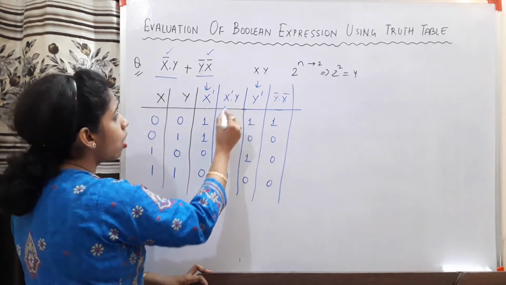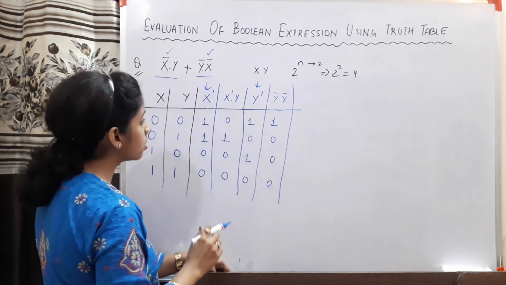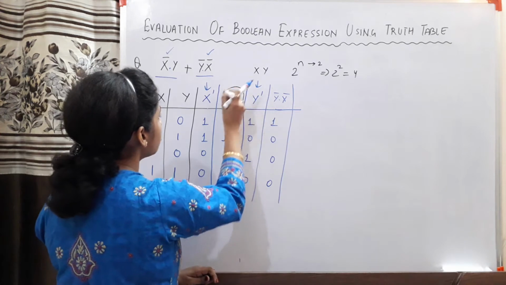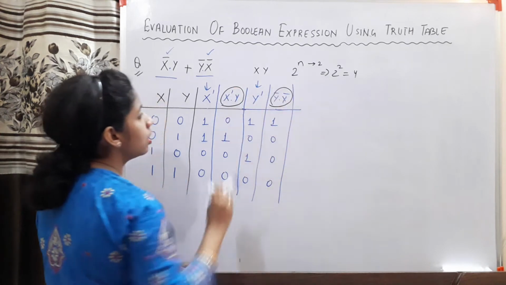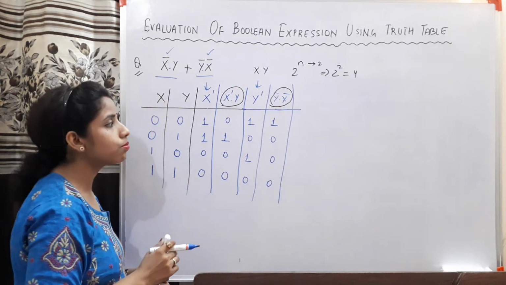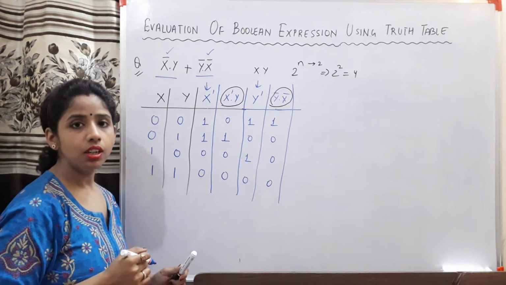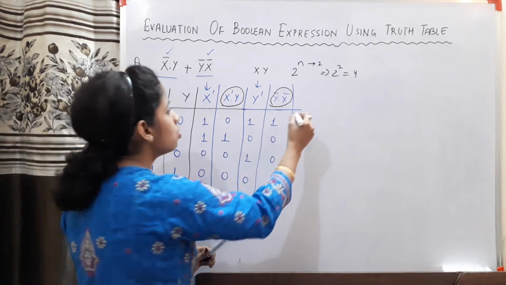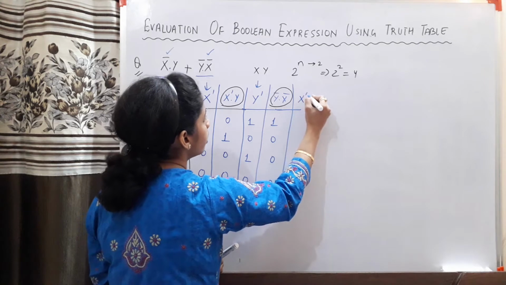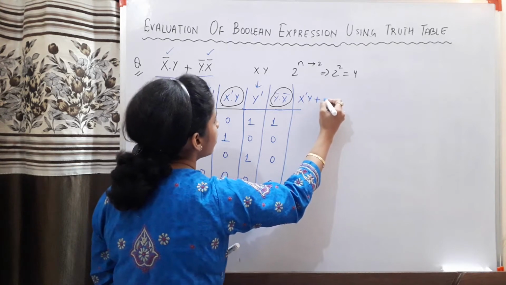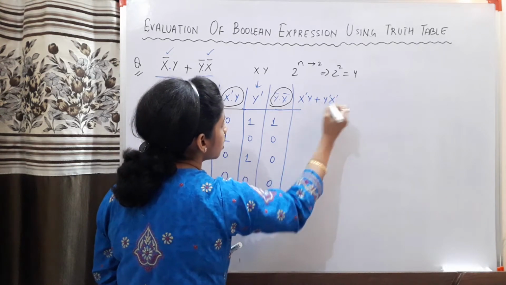Now we can OR these two terms. This is my first term and this is my second term. Now I should OR these two terms to get the final result of this Boolean expression. Okay, so I OR them. For that the heading of the column will be x bar y and y bar x bar.